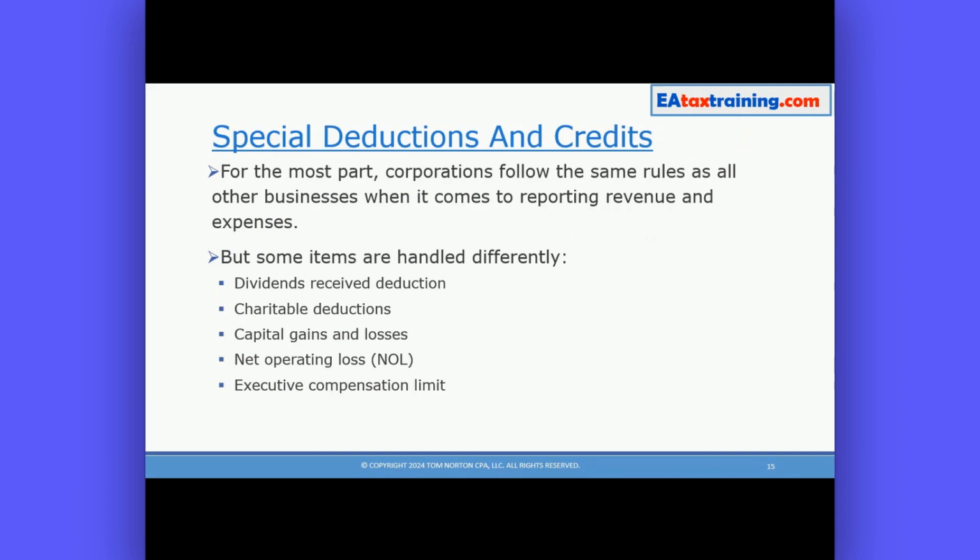Special deductions and credits. For the most part, corporations follow all the same rules that we've talked about for all the other businesses when it comes to reporting revenue and expenses, but there are a few items that are handled differently. So we are going to talk about each of these for a little bit: the dividends received deduction, charitable deductions, capital gains and losses, net operating loss, and this executive compensation limit.